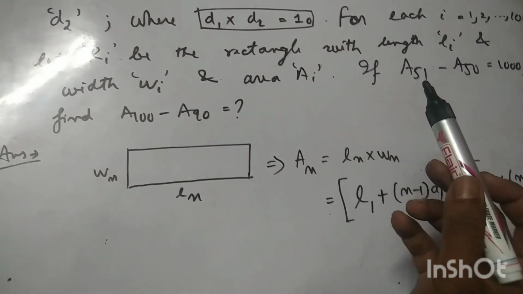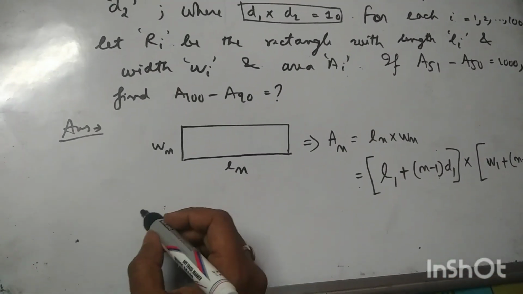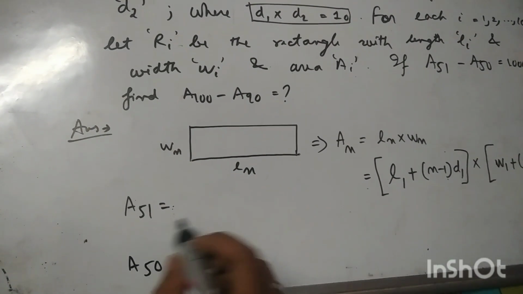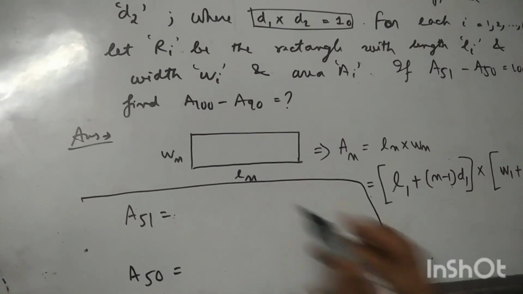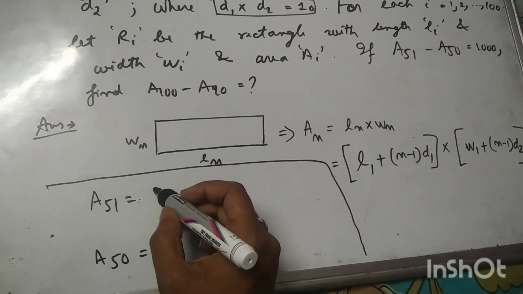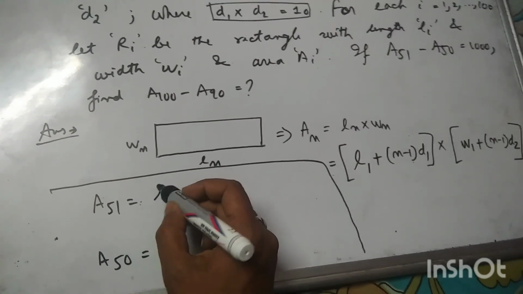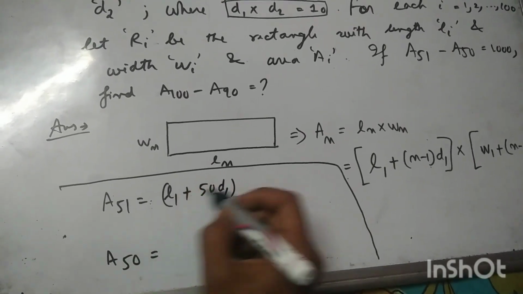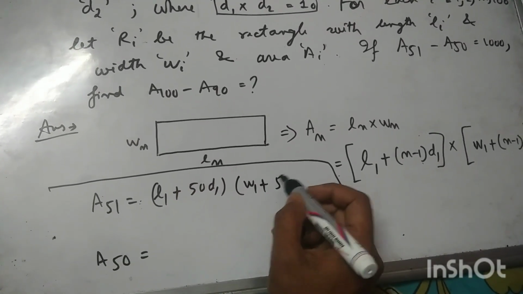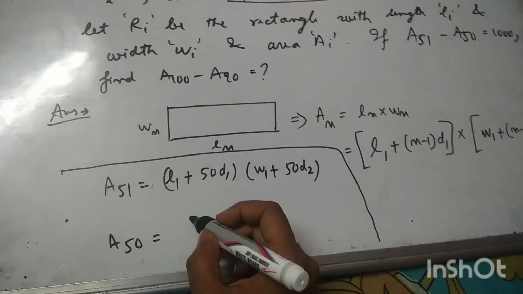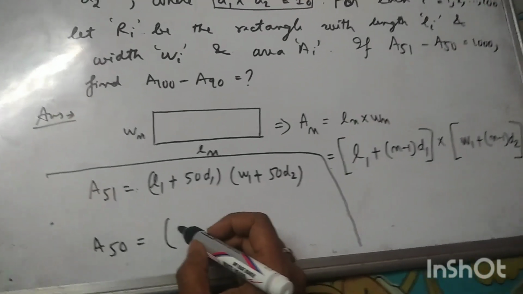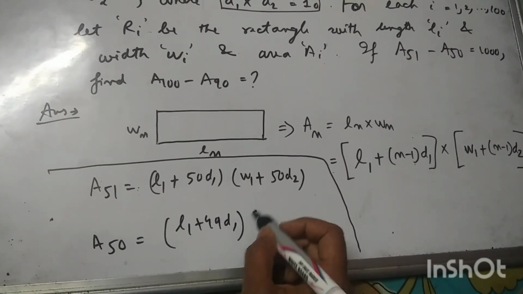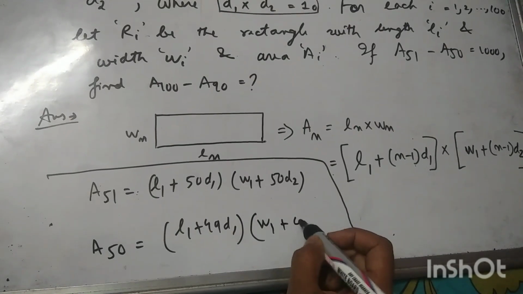Now I've been given A51 minus A50, right? So I'll first calculate A51 and then A50 and then subtract them. Alright, so what is A51? It is L1 plus 50 D1 into W1 plus 50 D2. And here it will be L1 plus 49 D1 into W1 plus 49 D2.